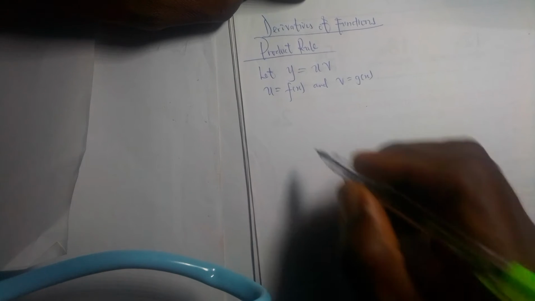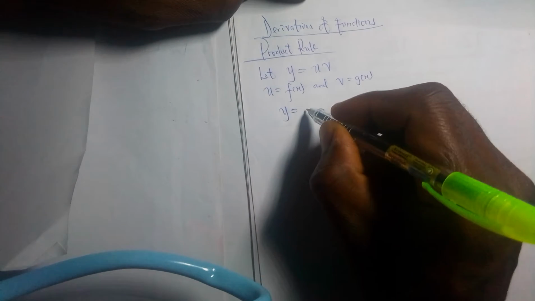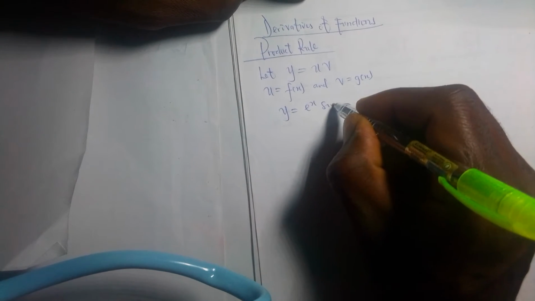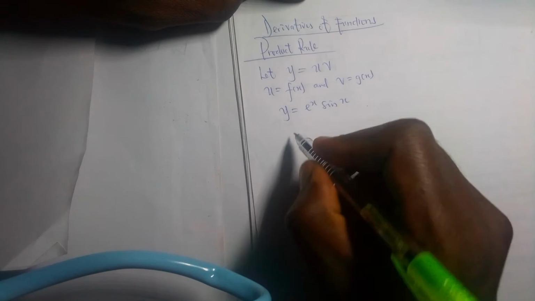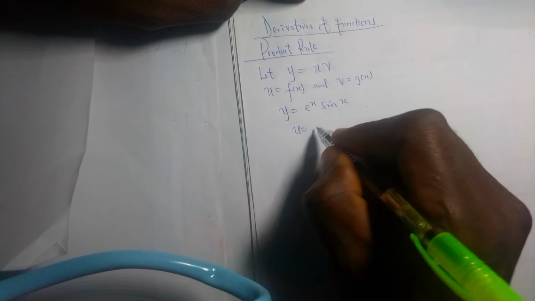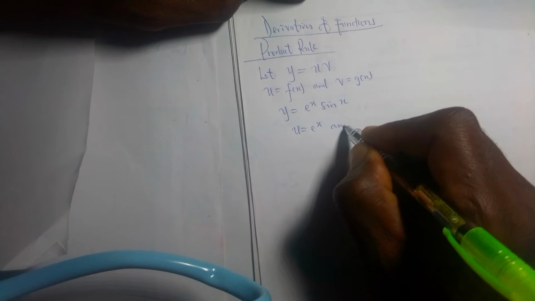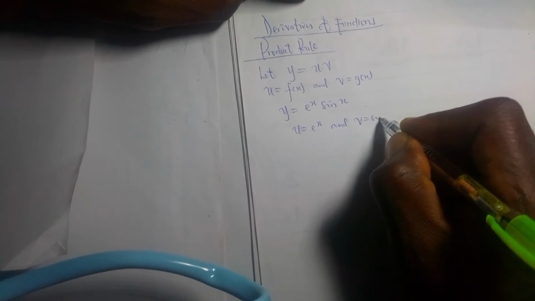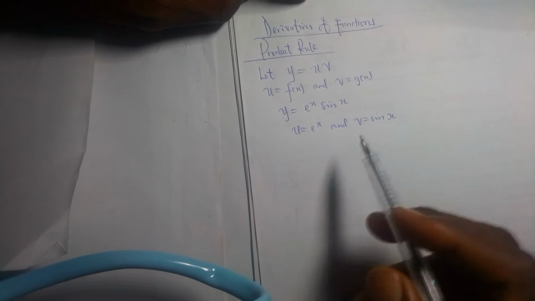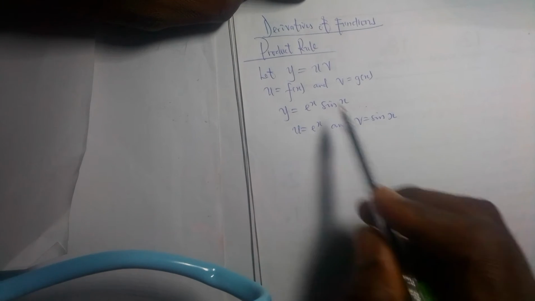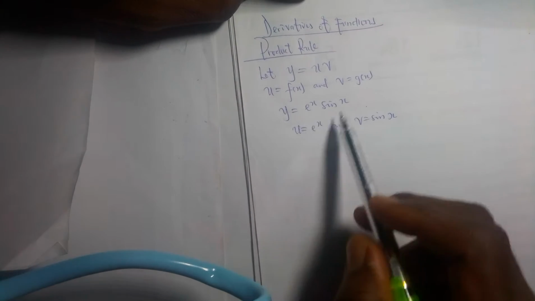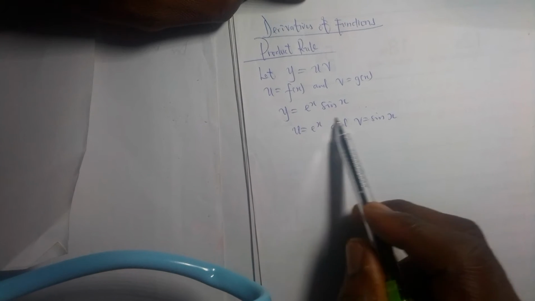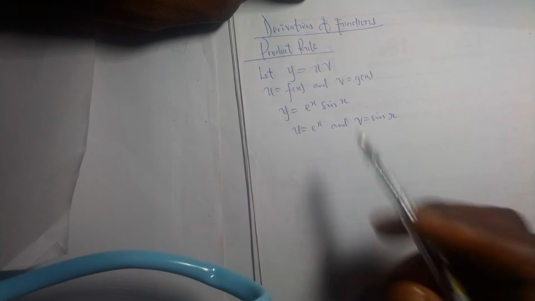So let's say, for instance, you have y equals e^x sin x. These are two different functions. So here I can say that u is equal to e^x and v is equal to sin x. As you can see, if you bring u and v together, as a product, we're going to have e^x sin x. So this is a typical example where we make use of the product rule.